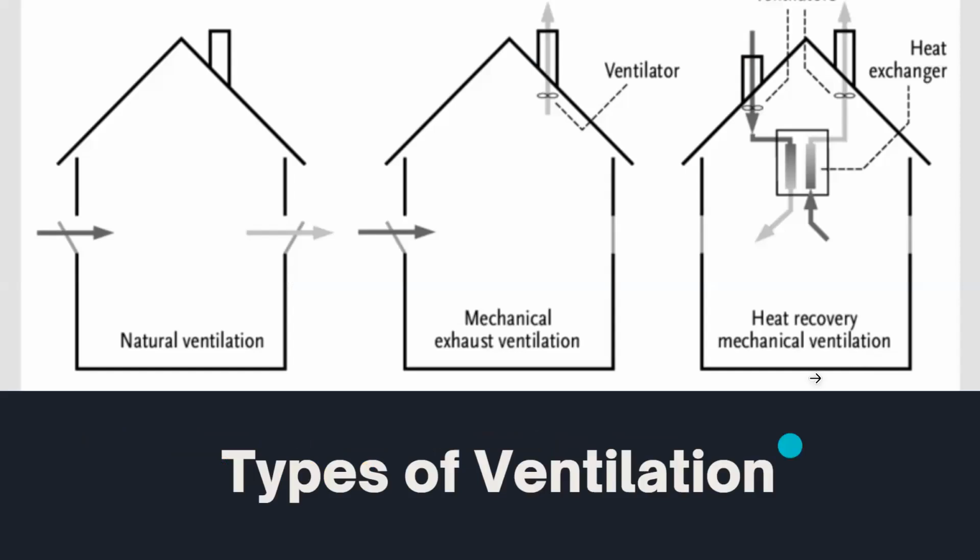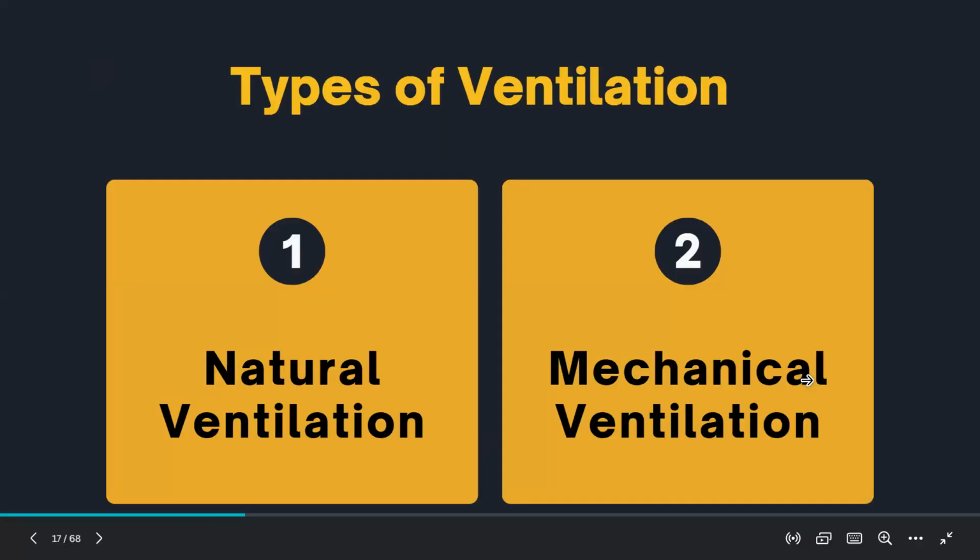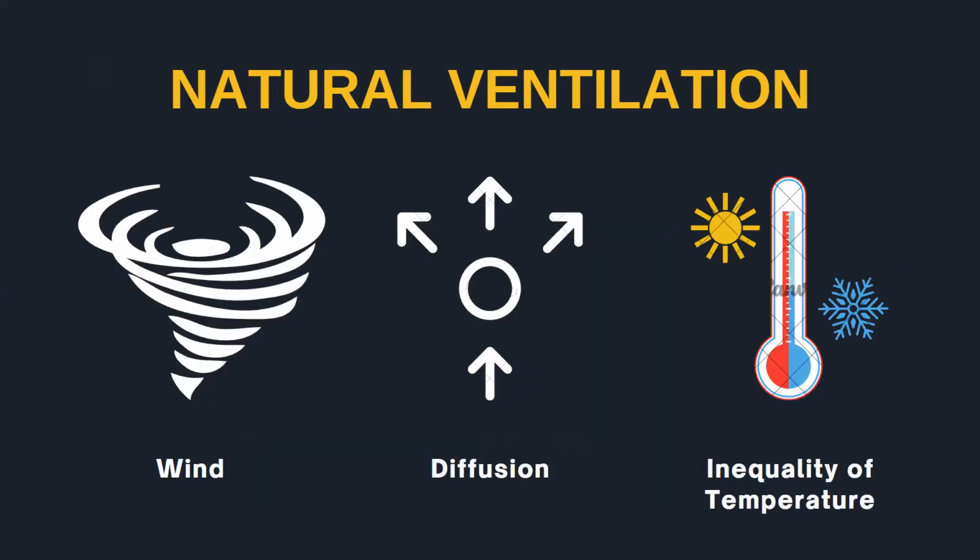Types of ventilation. There are two types of ventilation. Number one is natural ventilation, and number two is mechanical ventilation. There are three mechanisms for natural ventilation. Number one is wind, number two is diffusion, and number three is inequality of temperature.